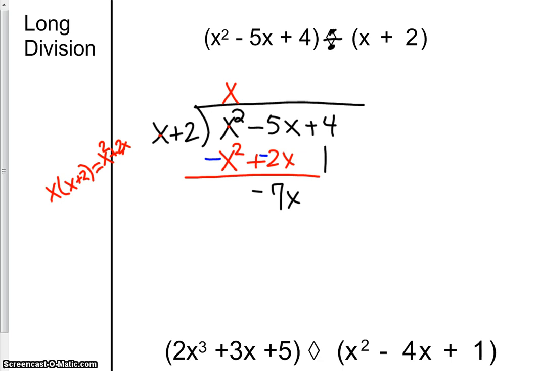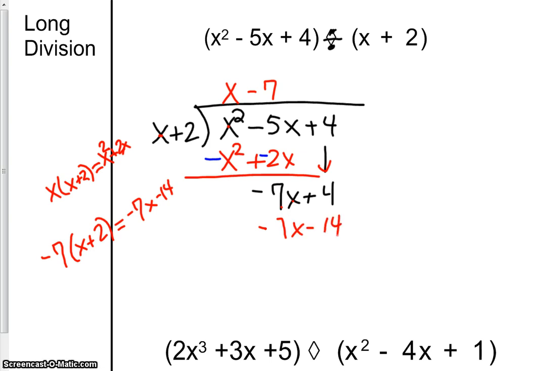All right, and we're going to bring down the 4. Okay, and now we're going to ask ourselves, this x here, what times this x now will give me a negative 7x? Well, a negative 7. So again, off to the side, we're going to take negative 7 times our x plus 2, and we get negative 7x minus 14. All right, negative 7x minus 14.